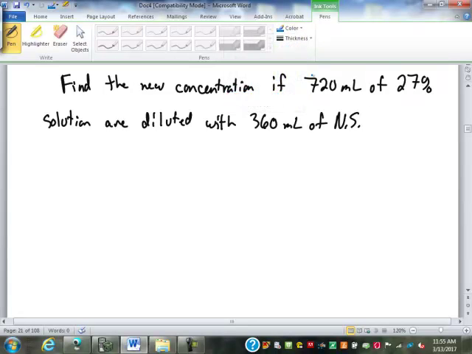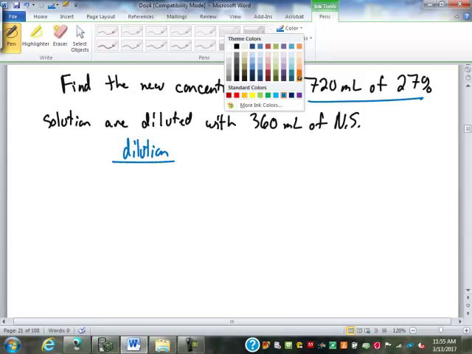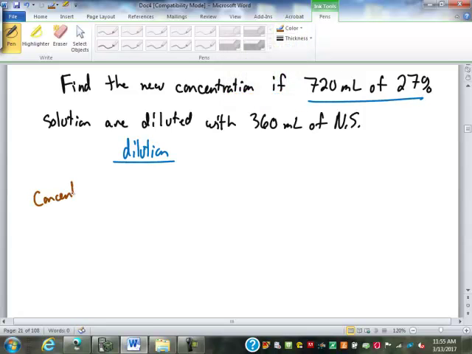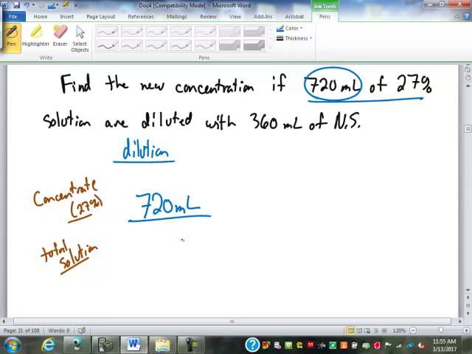So the first thing we're going to figure out here is the dilution. And in this case, we have the amount of the concentrate which is the 27%. And we're going to find our total solution. So the amount of concentrate, we had 720 milliliters. Our total solution is going to be that 720 milliliters plus the saline we added of 360 milliliters.